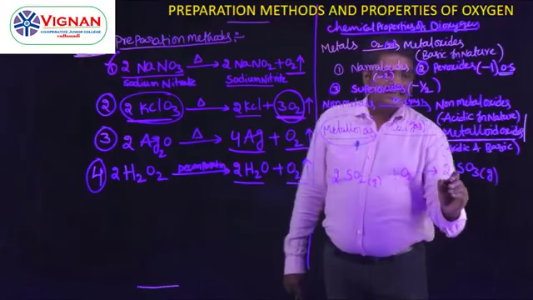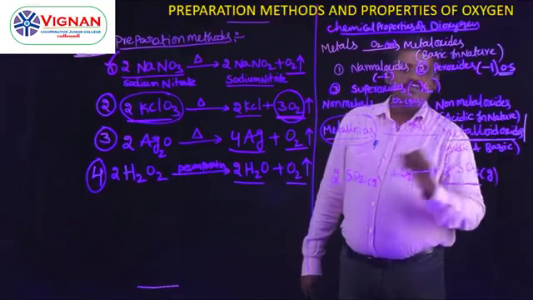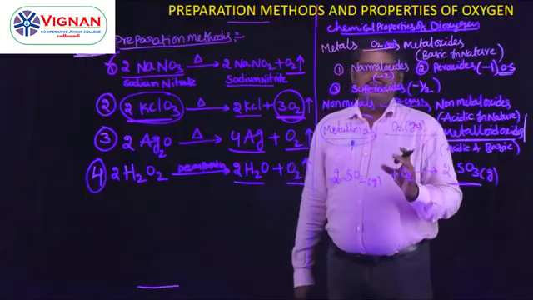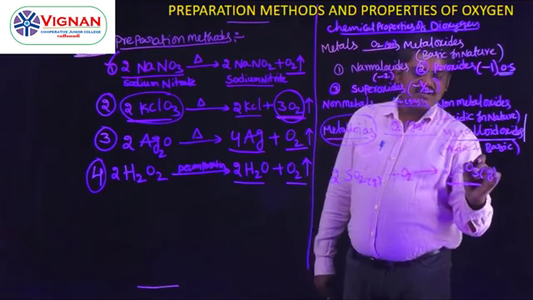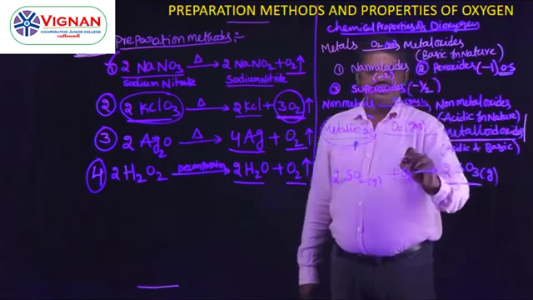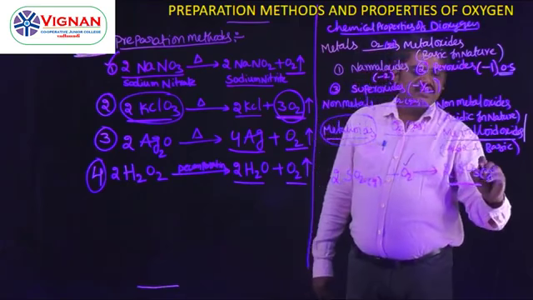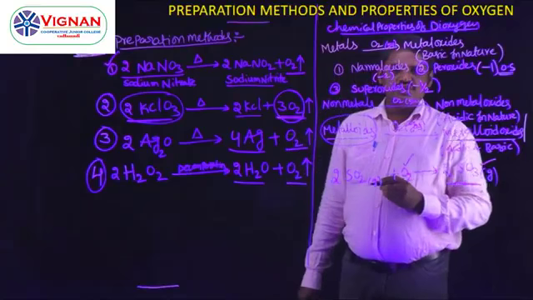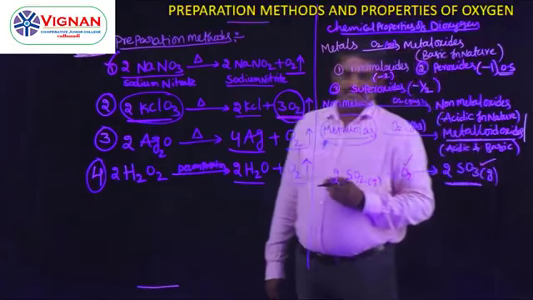The sulfur trioxide gas is used to make sulfuric acid. This is one of the applications: oxygen is used to make sulfur trioxide gas, and sulfur trioxide gas is used to make sulfuric acid.